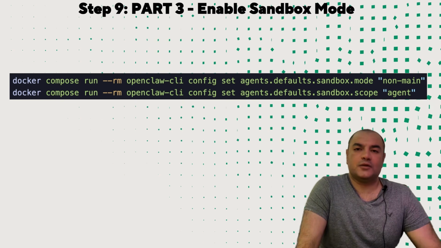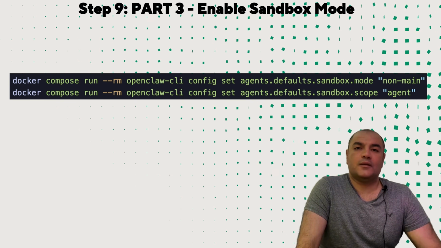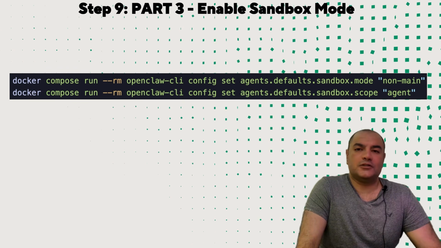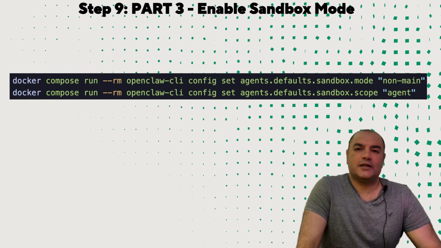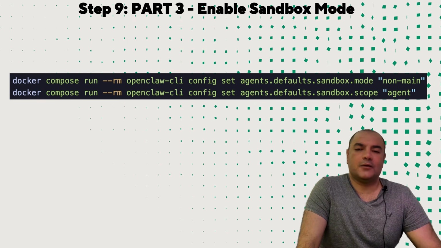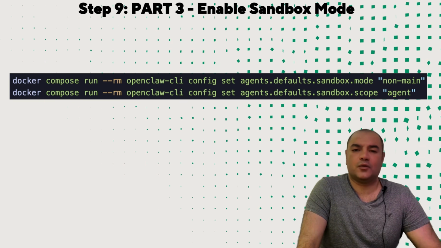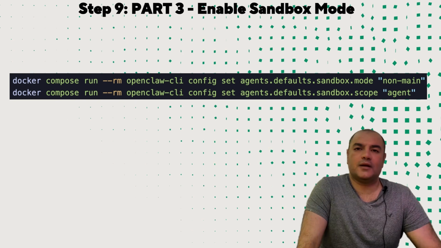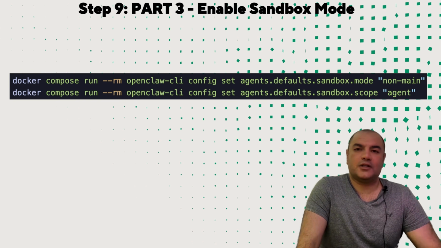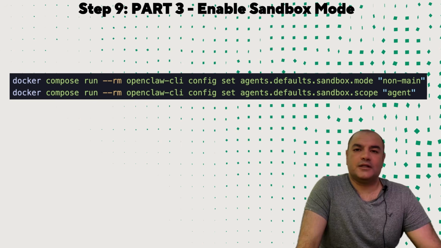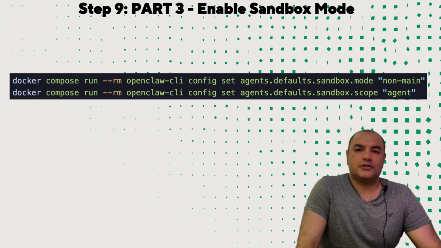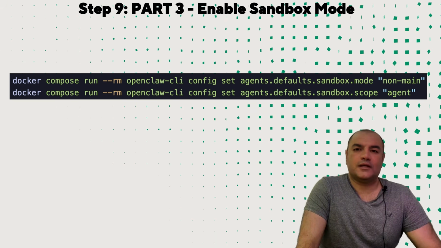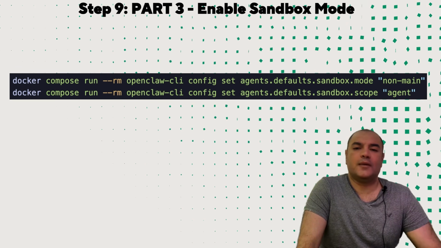Type these two commands: docker-compose run --rm openclaw-CLI config set agents.defaults.sandbox.mode "non-main", and docker-compose run --rm openclaw-CLI config set agents.defaults.sandbox.scope "agent". Why two commands?